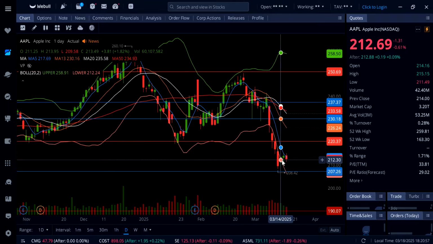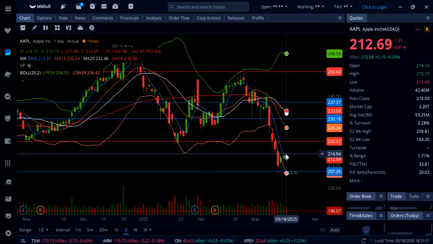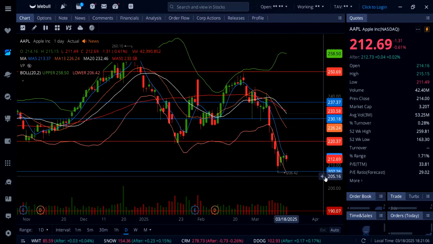So Apple, you can see, it's only 3 candles, but you can clearly see it could be bear flagging here. And if this were to play out, we would be making our way back down to 207, possibly down to even flat 200.